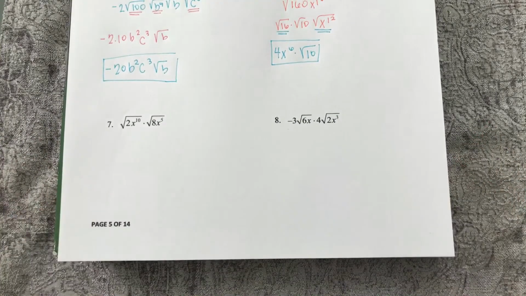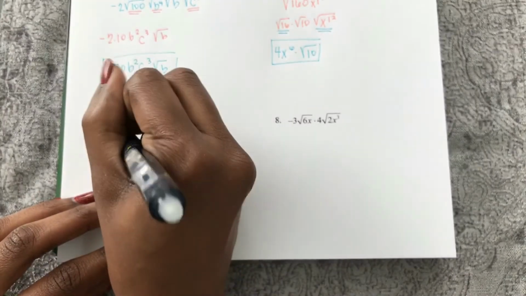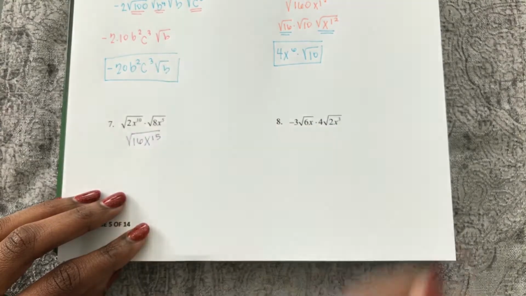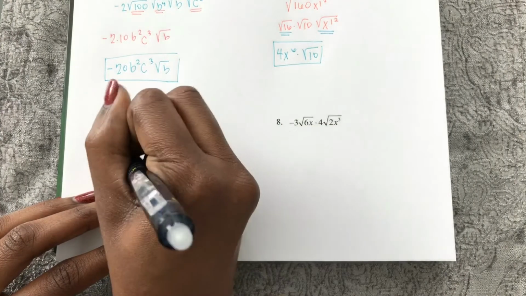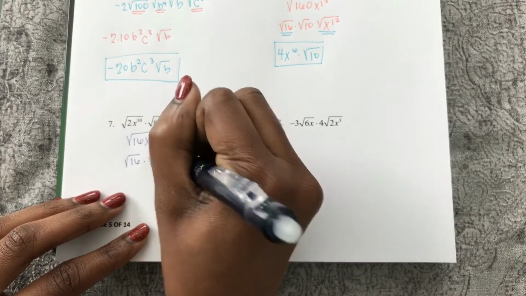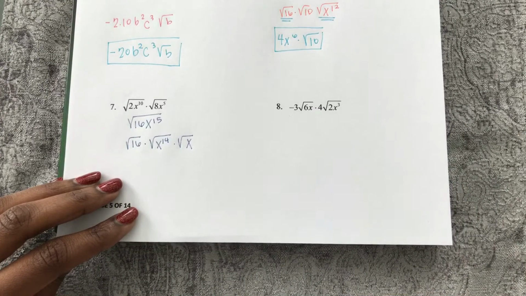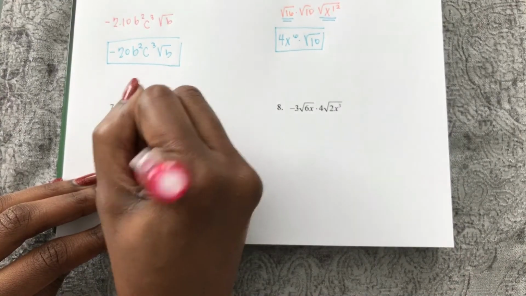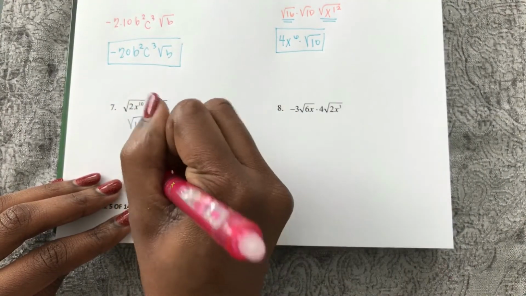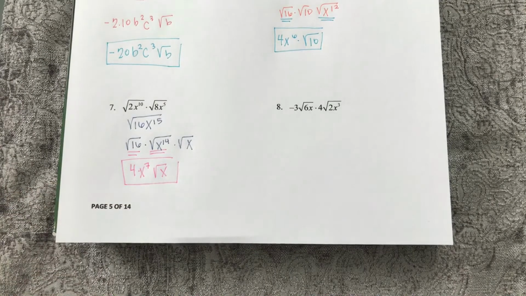Same thing for number 7. I'm going to combine these first to make one radical. 2 times 8 is 16, and 10 plus 5, x to the 15. So I can break this down to be square root of 16, square root of x to the 14th, square root of x. So simplifying my perfect squares, square root of 16 is 4, square root of x to the 14th is x to the 7th, and x is left over in my radical.